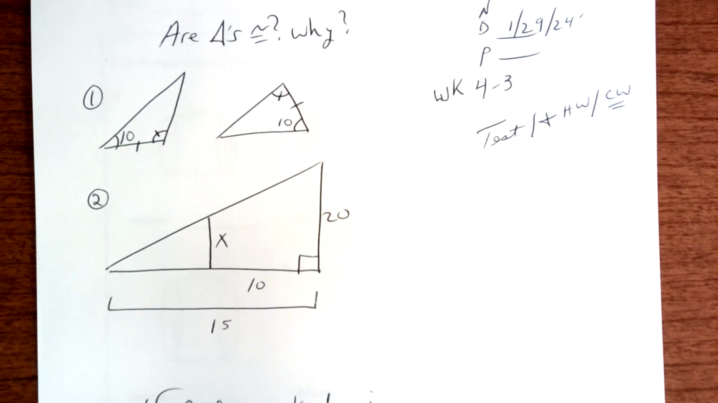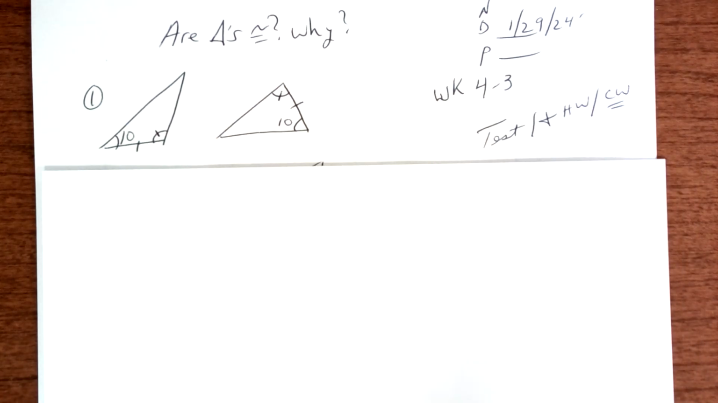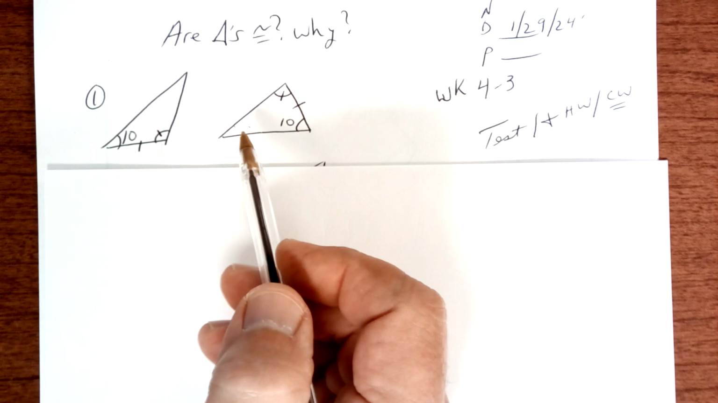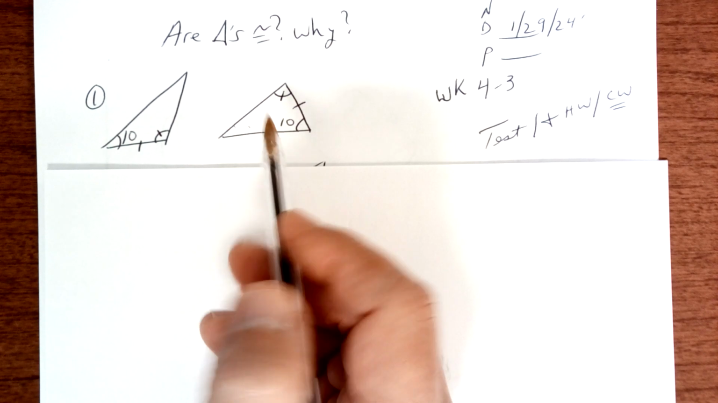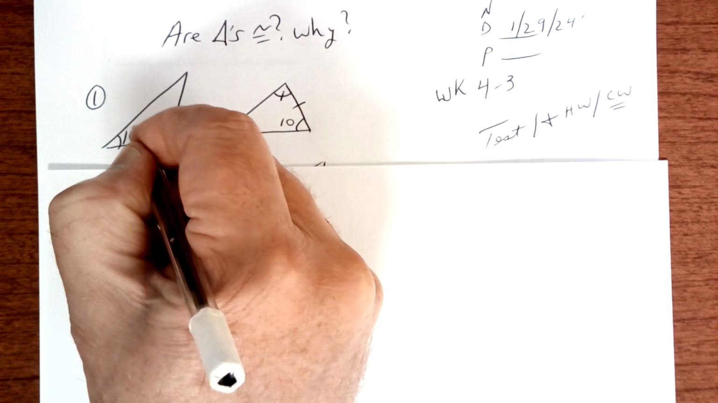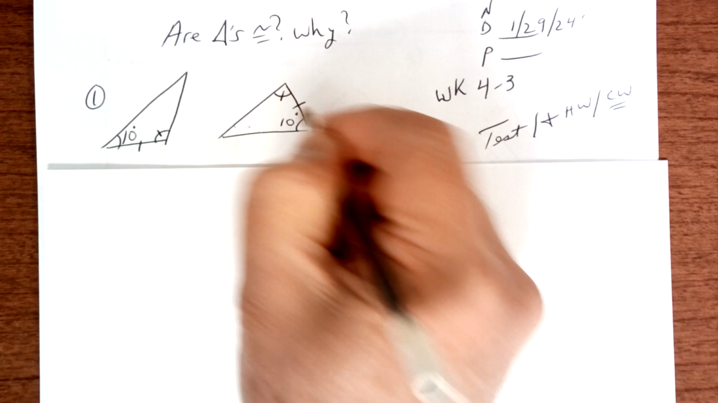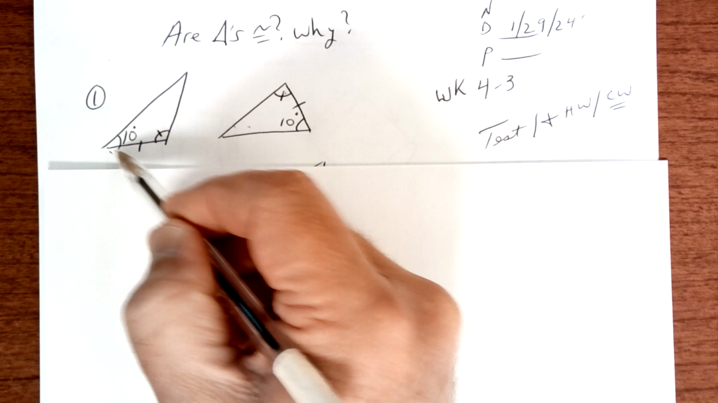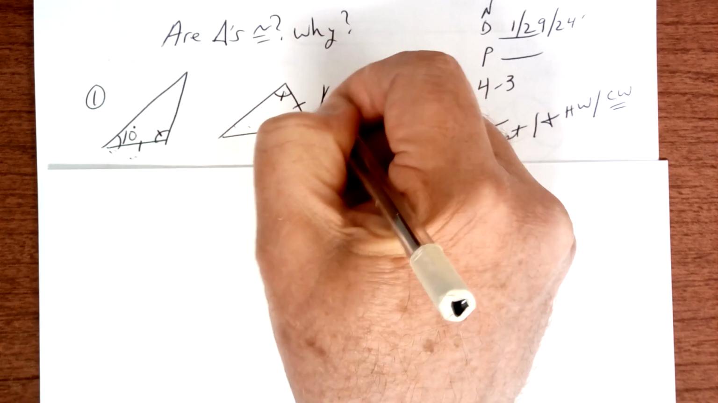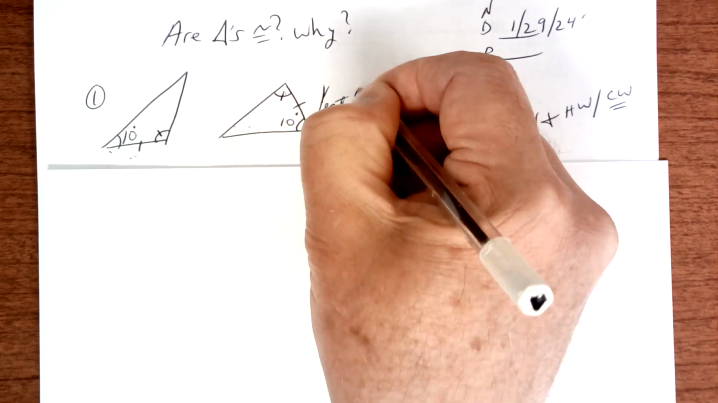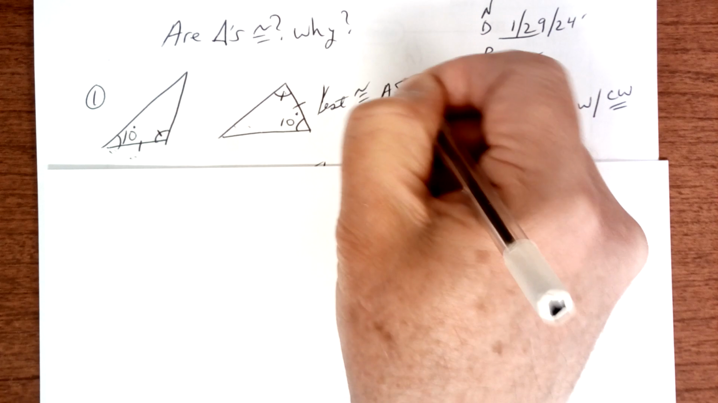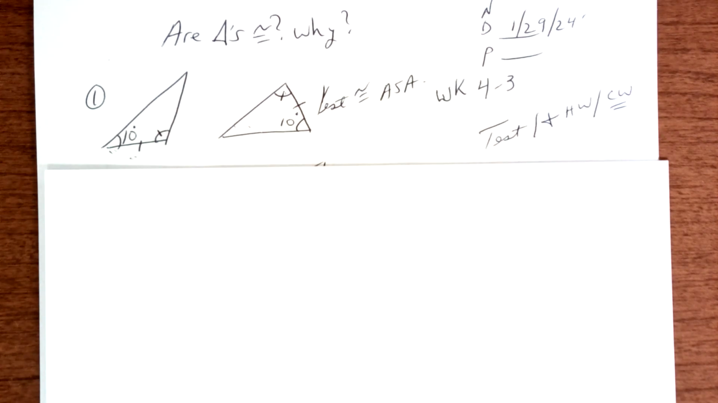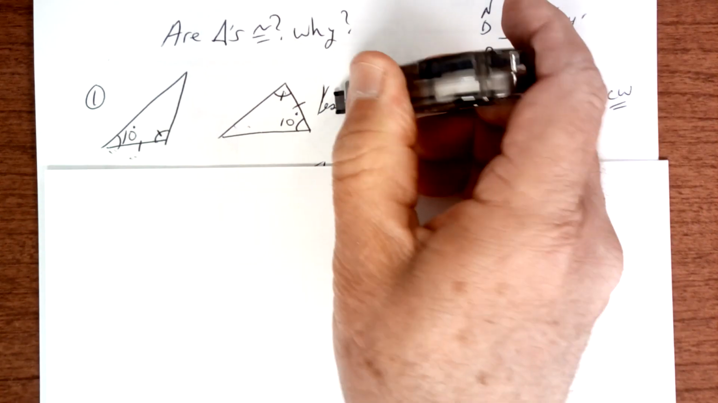Well, let's take a look here. This first one right here says, are they congruent? Well, this angle, 10 degrees, is equal to this angle, then a side, and then you have an angle. So angle, side, angle. Yes, congruent by angle, side, angle. And that's how you do that. Okay?